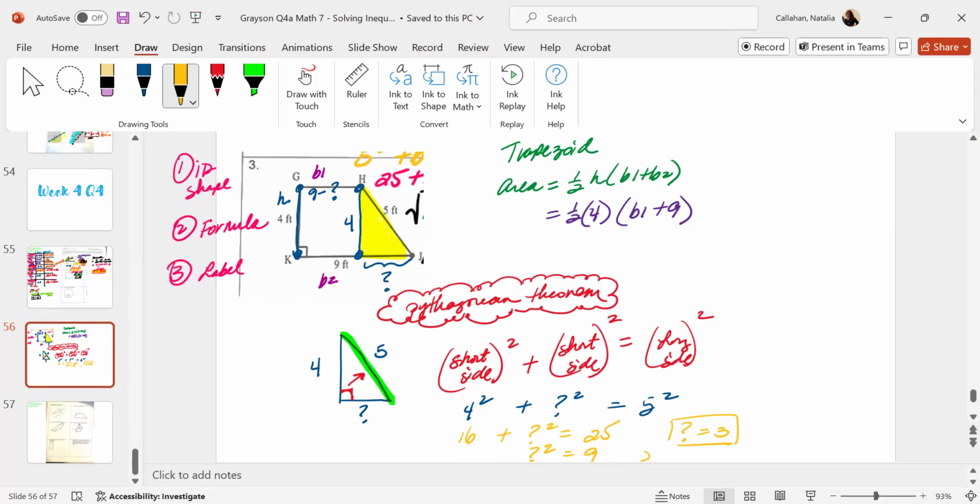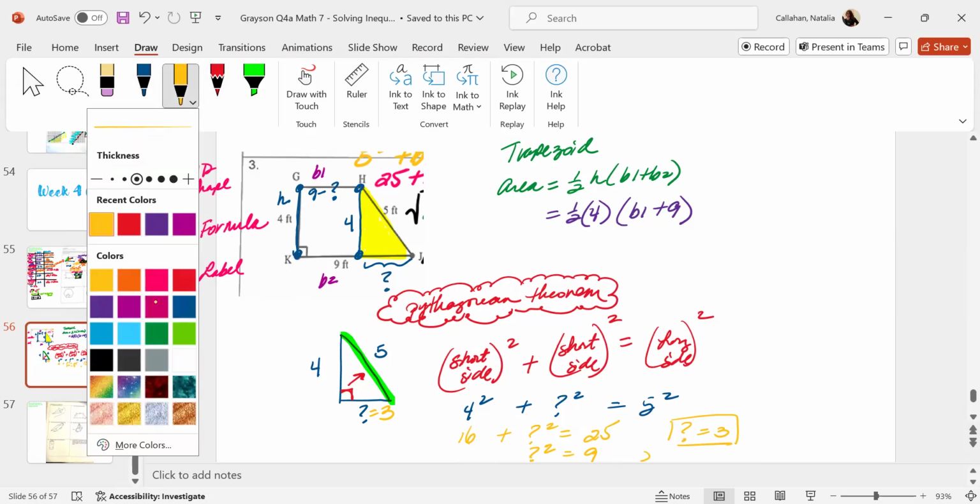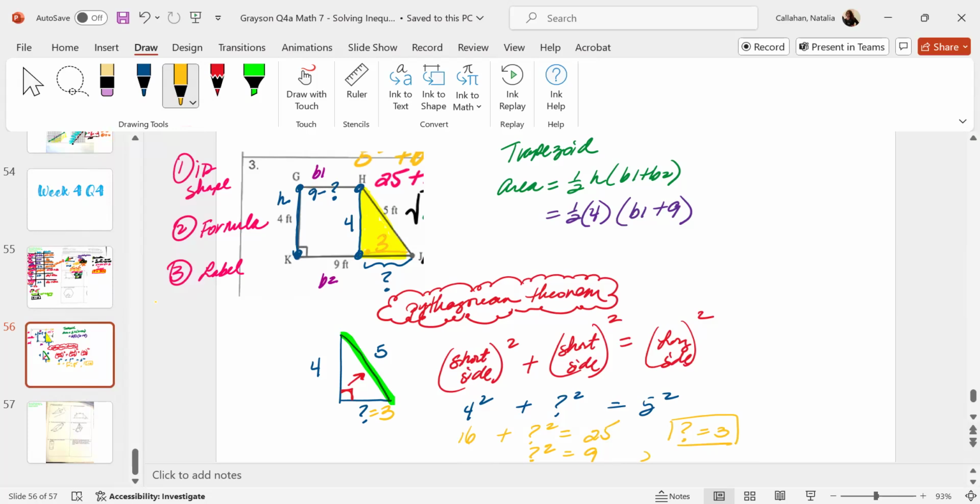3. Good. Okay. So base 1 is equal to 6. This part is 3. 9 minus 3, base 1 is 6, correct? Okay, so let's plug everything in. So I'm going to erase this part here, put 6. Okay, so solve it. What is it?